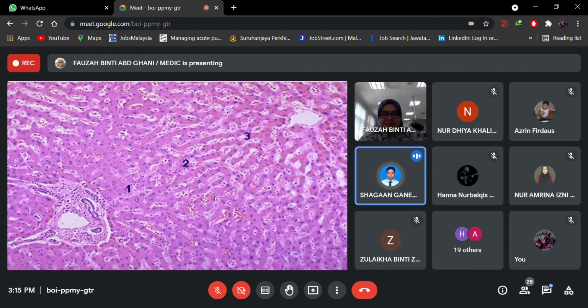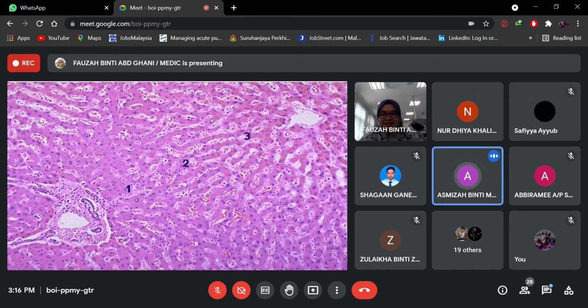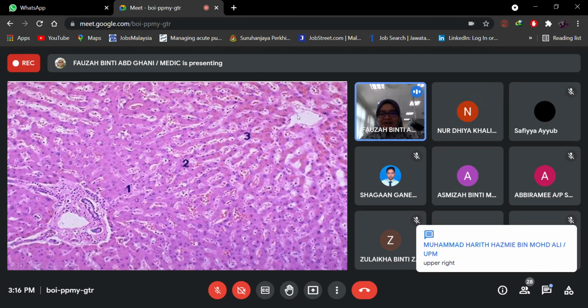Is it the central vein, Doctor? Okay, 1, 2, 3 is not the central vein. Where is the central vein? The white color one? Where? Upper right, upper left, lower right, lower left? There are 3 here, Doctor, number 3. Okay, here. So the upper right hand corner, so this is the central vein, right?